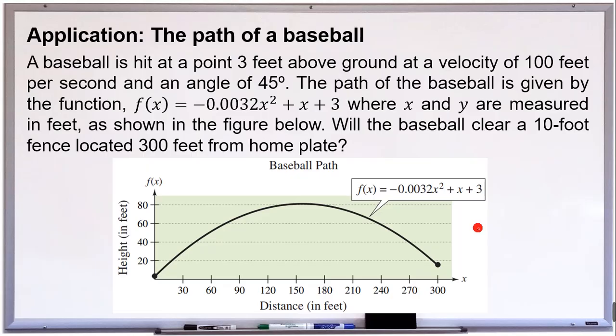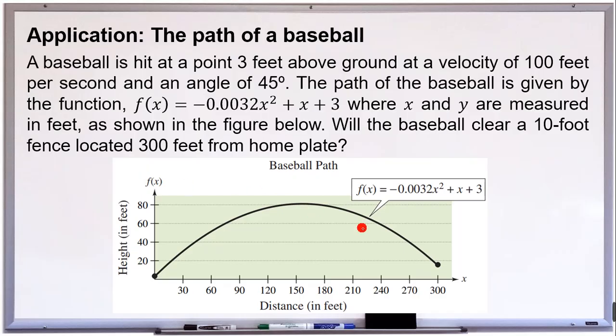For this problem, this is all about the path of a baseball. So we're going to read this one. A baseball is hit at a point 3 feet above the ground at a velocity of 100 feet per second and an angle of 45 degrees. The path of the baseball is given by the function f of x is equal to negative 0.0032 x squared plus x plus 3, wherein x and y are measured in feet as shown in the figure below. The question is, will the baseball clear a 10-foot fence located 300 feet from home plate?